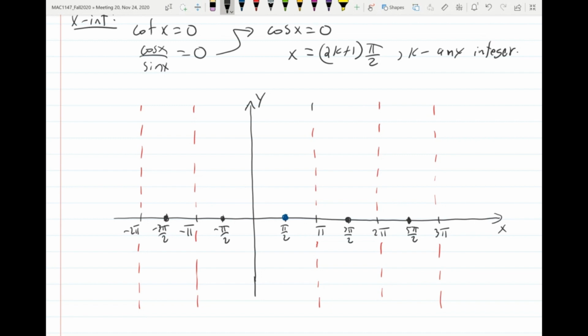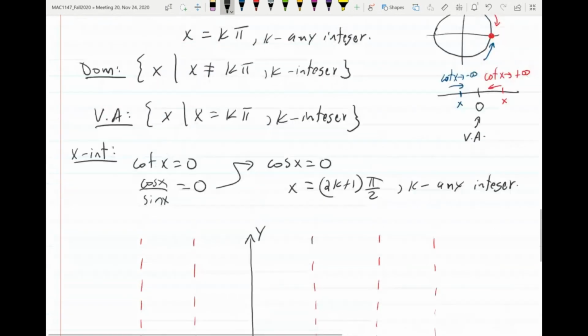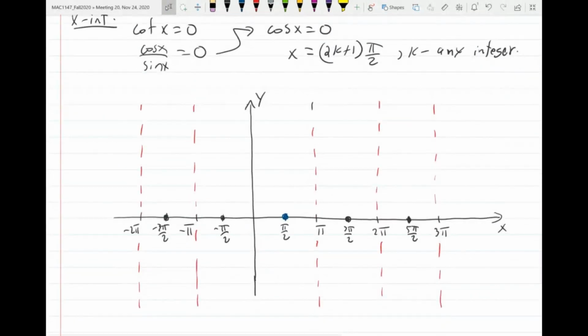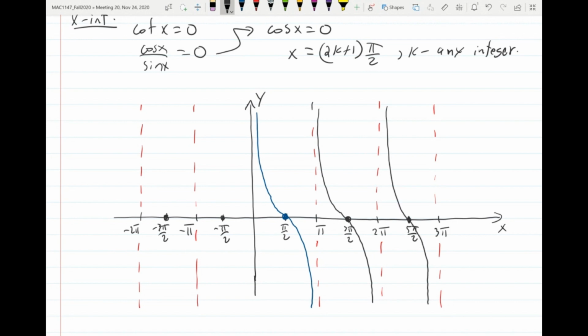And now what's the behavior? What's the asymptotic behavior? So to the right, it goes to positive infinity, and then to the left of the asymptote, it goes to negative infinity. So it's going to be like this. And then we just keep on having this behavior. So very similar to tangent.